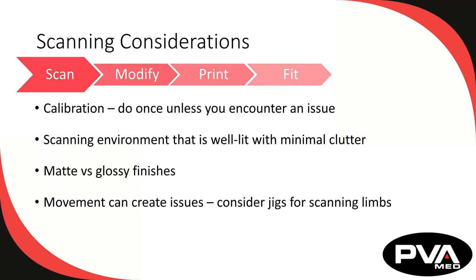The fourth scanning consideration, which is avoiding movement, also applies to scanning a live limb. The Structure scanner tracking relies on objects to be stationary to get a complete, high-quality, accurate scan. Some clinicians use jigs to hold the limb stationary while scanning.